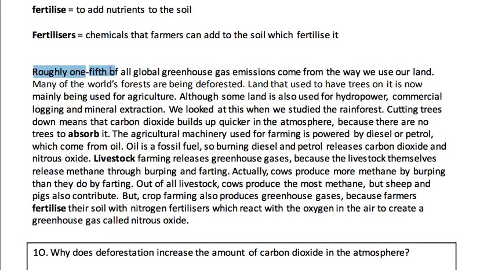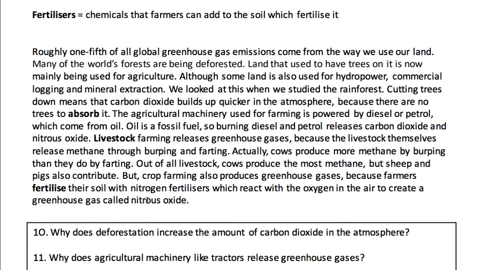Okay, track the first line of the reading, roughly. Roughly 1/5 of all global greenhouse gas emissions come from the way we use our land. Many of the world's forests are being deforested. Land that used to have trees on it is now mainly used for agriculture, although some land is also used for hydropower, commercial logging and mineral extraction. We looked at this when we studied the rainforest.